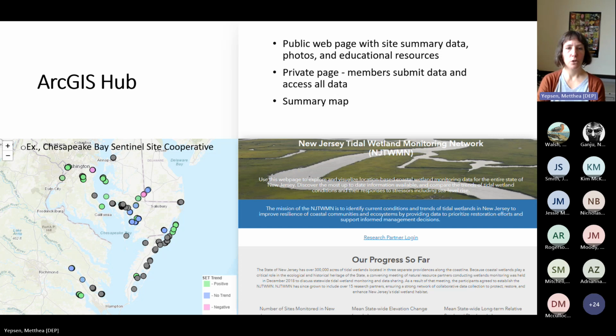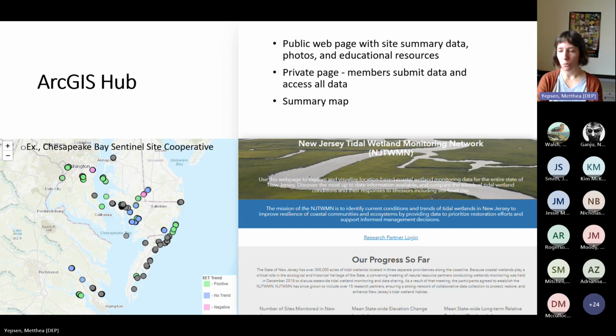Part of this work is that DEP created an ArcGIS hub. So this is the database that partners can put their data into in a standardized format and then also access their data and get it back out. It also has a public-facing web page that summarizes the data, provides photos, and will have educational resources.